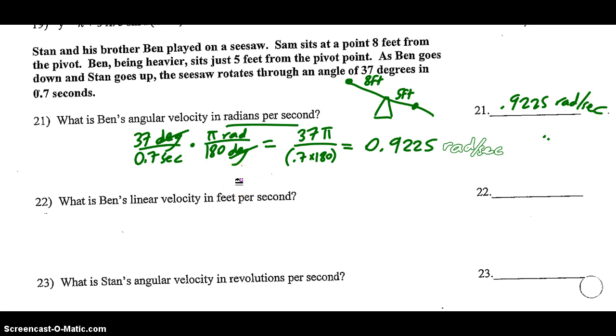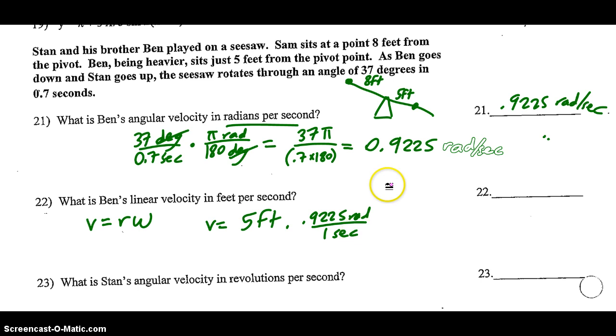What's Ben's linear velocity in feet per second? Well, to go from angular velocity to linear velocity, don't you just multiply by the radius? So this shouldn't be too bad. What is Ben's radius? Well, Ben is 5 feet away, so you're going to multiply by 5 feet times the 0.9225 radians per 1 second. And again, the radians really aren't a unit, so that'll give you feet per second. So just multiply by 5, and you should get 4.613 feet per second.